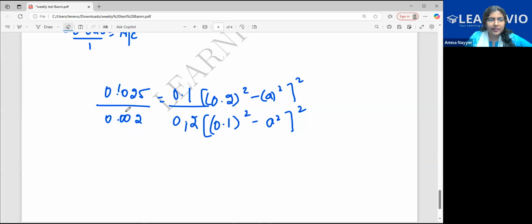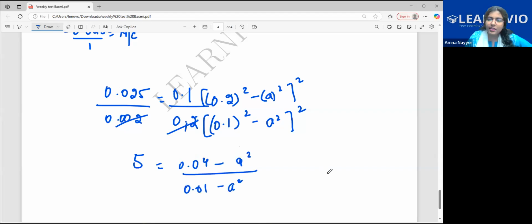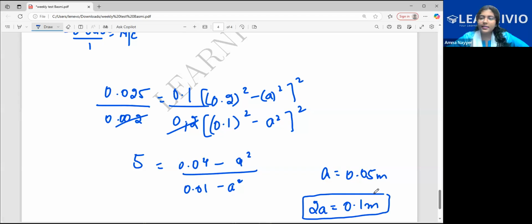So basically, when we remove the decimals from here, this 2 gets cancelled. So I have taken the root on both sides. So 5 from here. And when I square this, 0.04 minus A square is left, divided by 0.01 minus A square is left. So it will be 0.05 meters. So this is A. So 2A will be 0.1 meters. That will be the answer, 0.1 meter.